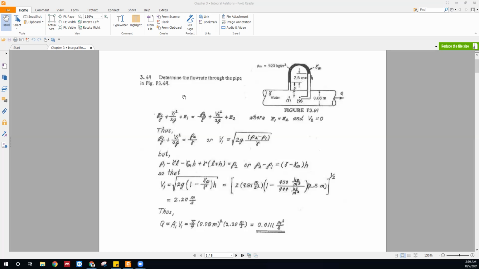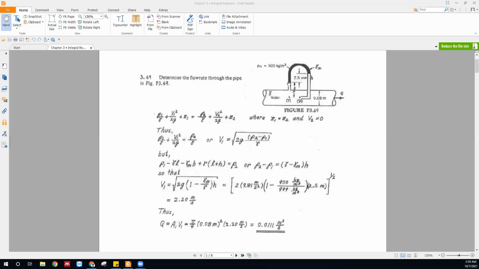Now, let's start with this one. This one is problem number 3.69, right? In this problem, it says to determine the flow rate through the pipe. So basically, this is a pipe, and you have water flowing through this pipe.